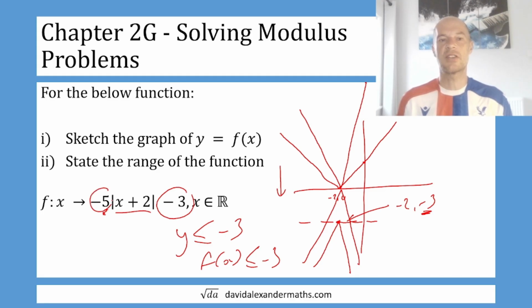So again, just build it up from x plus 2, do the modulus of that, and just remember, if you've got a minus in front, then that is just flipping it in the x-axis, and then applying this translation either up or down. In this case, it is down.